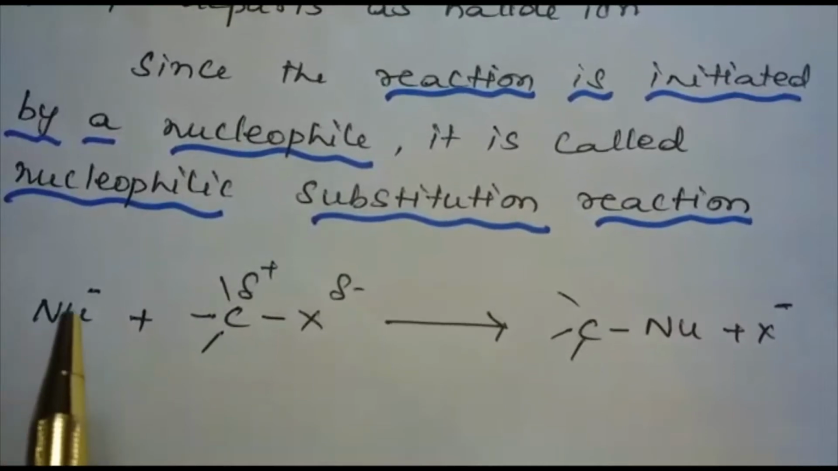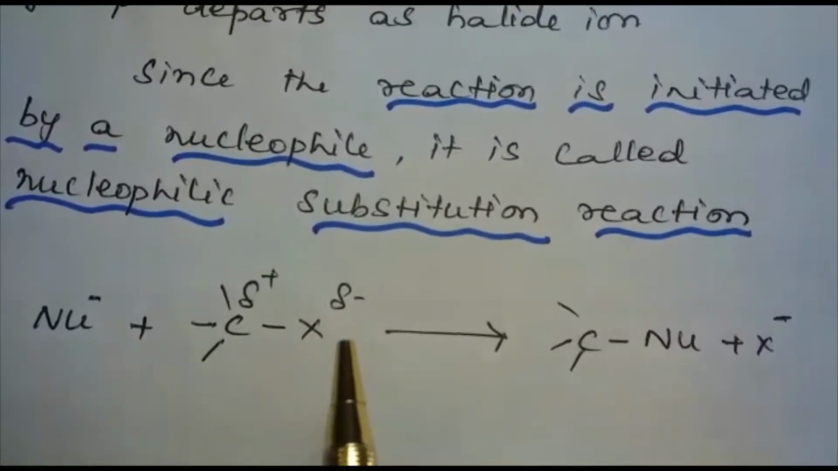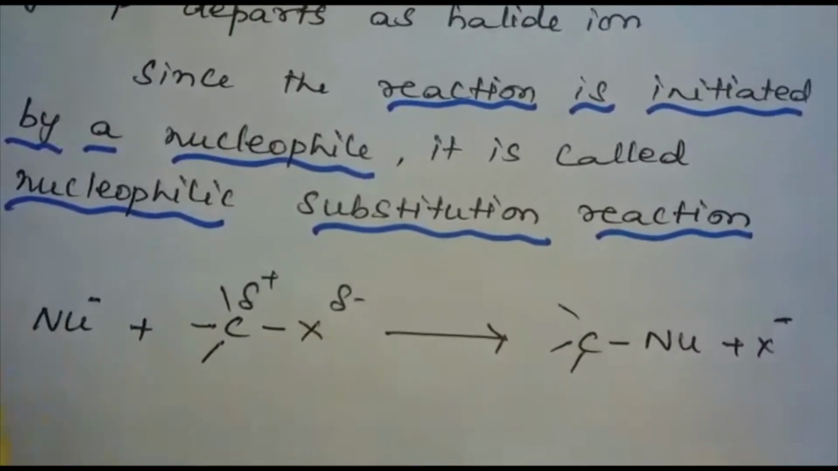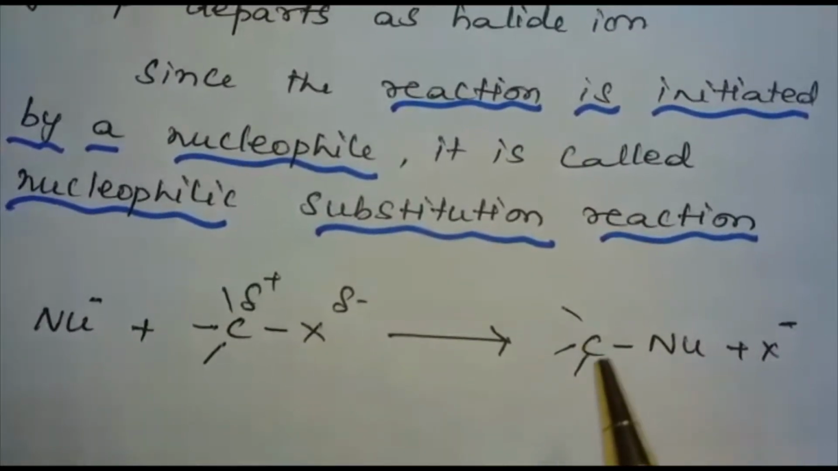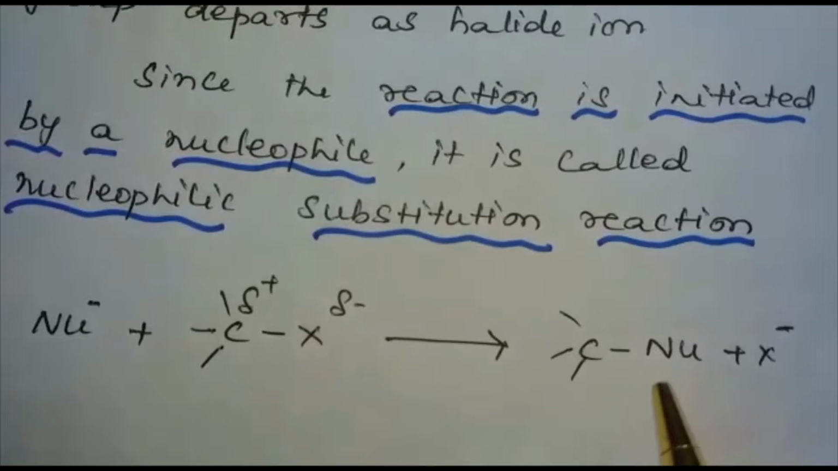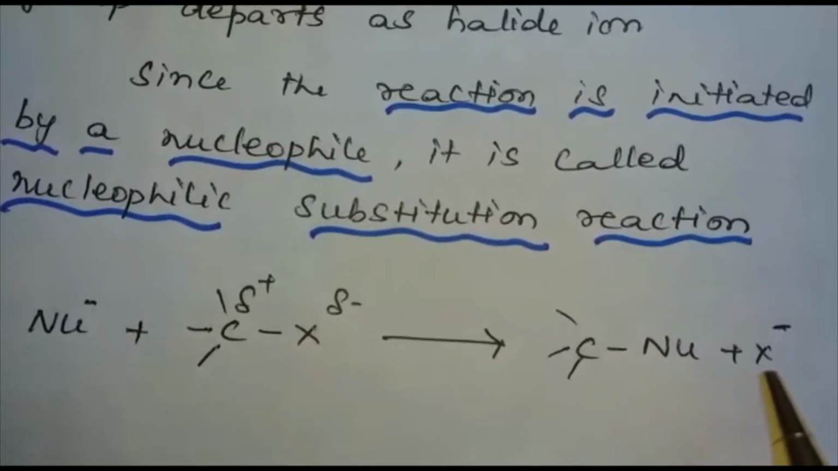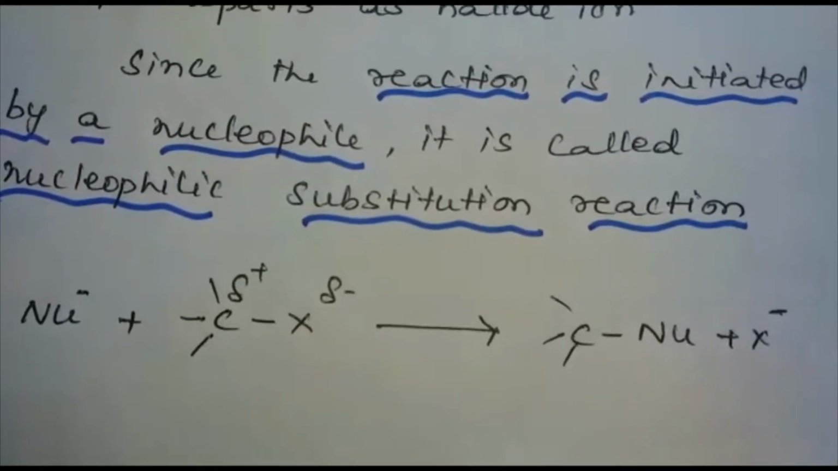This is a nucleophile and this is the carbon halogen bond, and here the nucleophile substitutes this halogen atom, and here it forms this compound and the halogen is removed as halide ion.